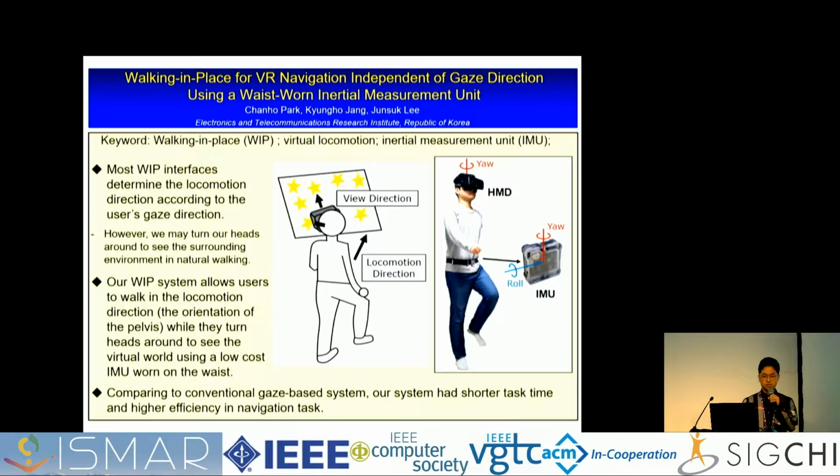Most walking-in-place interfaces determine the locomotion direction according to the user's gaze direction. However, we may turn our heads around to see the surrounding environment in natural walking. Our walking-in-place system allows users to walk in the locomotion direction while they turn their heads around to see the virtual world, using a low-cost IMU worn on the waist.